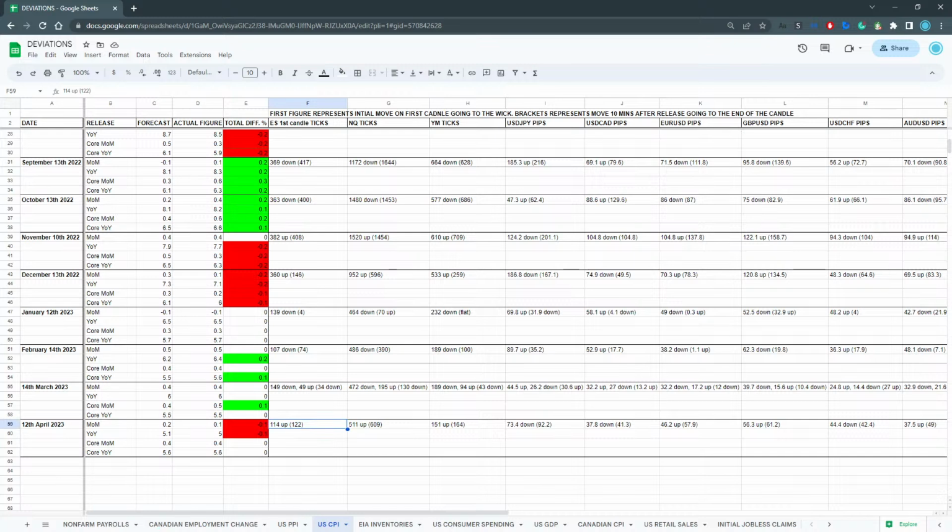If the movement is going in the same direction 10 minutes after the release as the initial market reaction, it will be left with just the one figure. Unless it's moving in the opposite direction, let's say here, where you've seen a choppy reaction: it was 94 ticks up on the first candle on the Dow, then 10 minutes later it was down by 43 ticks. Otherwise, it's moving in the same direction. Hopefully that makes that clear.